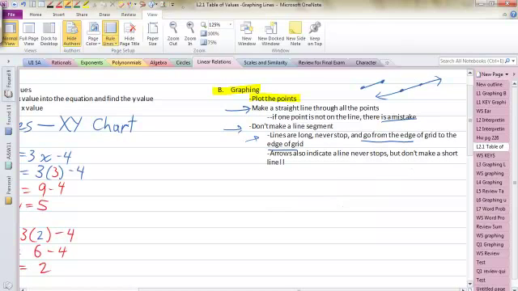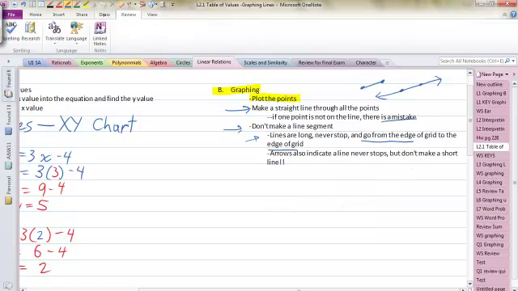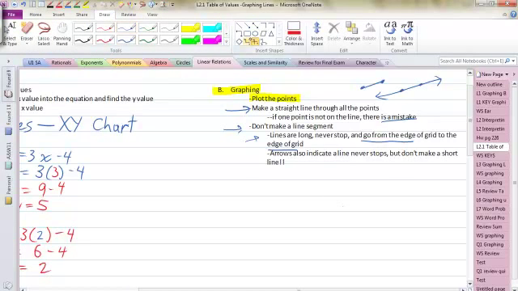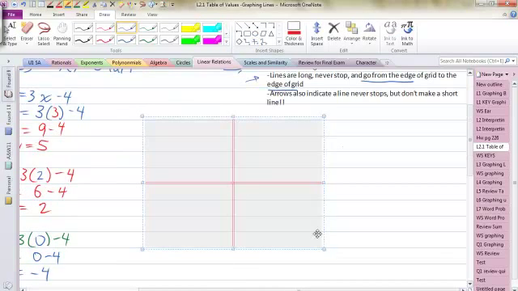So what you do to help yourself make a line, if you don't have graph paper, it's no big deal. Quickly take a piece of paper, fold it in half, so you have this device called a ruler, and then draw your axes.